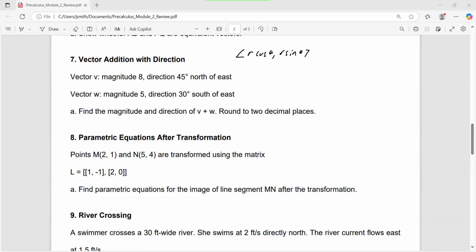So for V, this would be 8 cosine. Now you can't just plug in 45. Sometimes you can. This says northeast. So let's see if you remember from those last few. This is north, east, south, west. So if I'm 45 degrees northeast, there's my 45 degrees. Okay, so we're good there? All right, so if that's my 45 degrees, it's actually 45 degrees on the unit circle, so I can plug 45 degrees into the calculator.